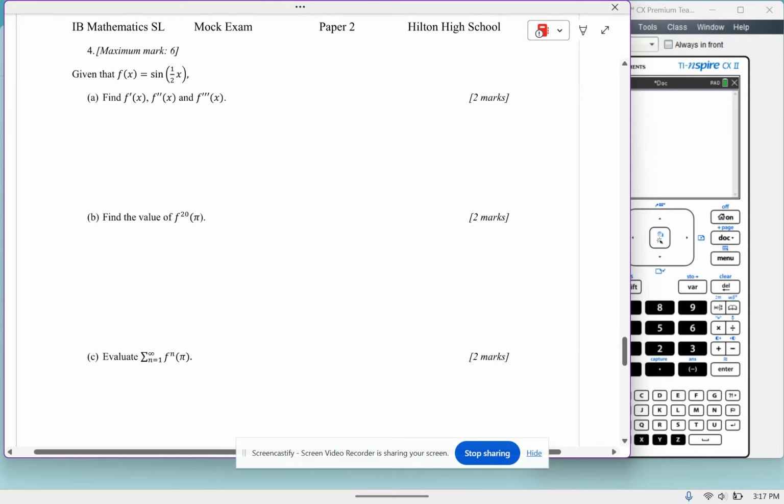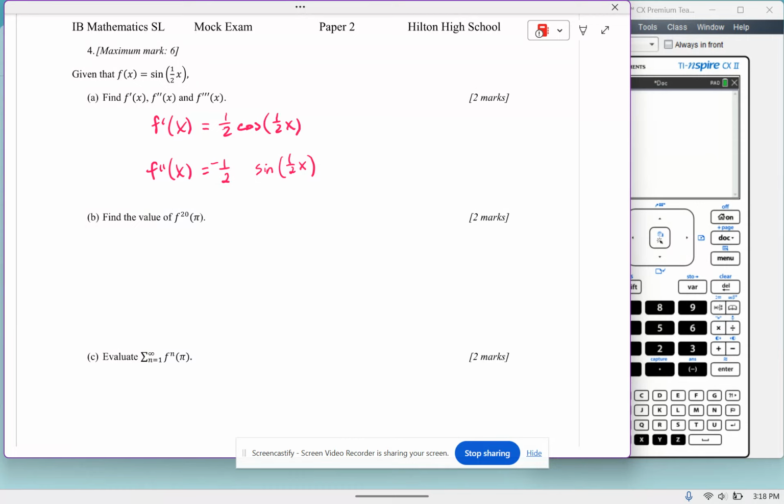In A, we just had to find the derivative of f of x. F of x is the sine of 1/2 x. When you find the derivative, the derivative of sine is cosine, multiplied by the derivative of the inside, so you now have 1/2 cosine of 1/2 x. Now when I take the derivative of that, that's my second derivative. I'm already starting with a 1/2 out front. What's the derivative of cosine? Negative sine. And then I have to multiply by the derivative of the inside.